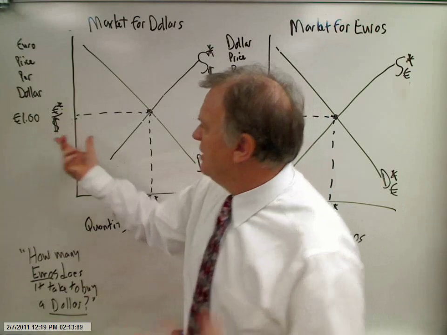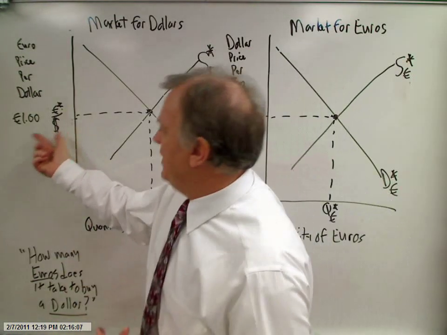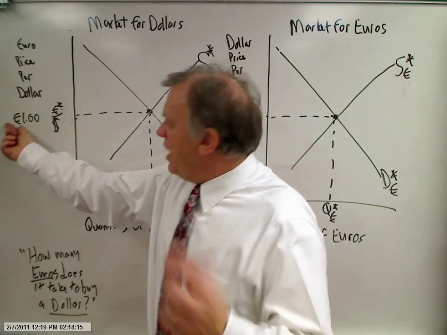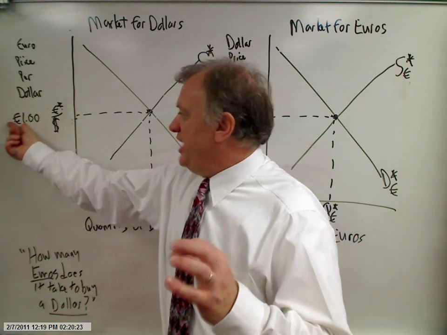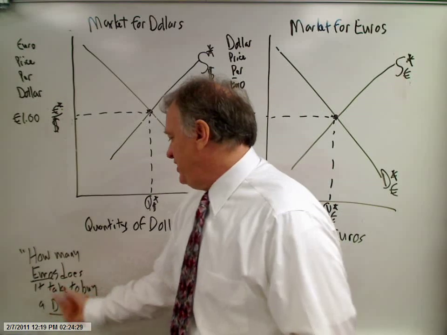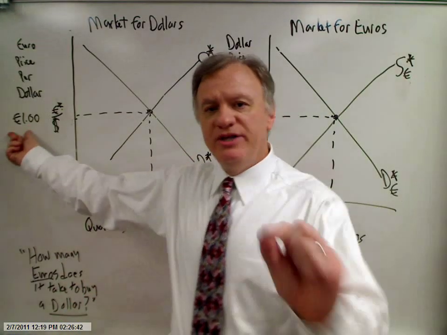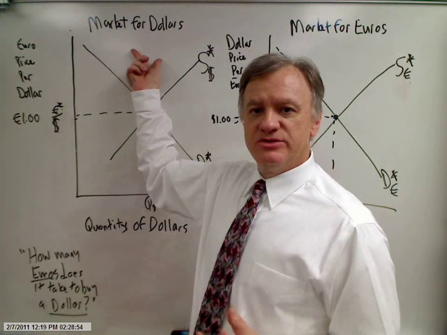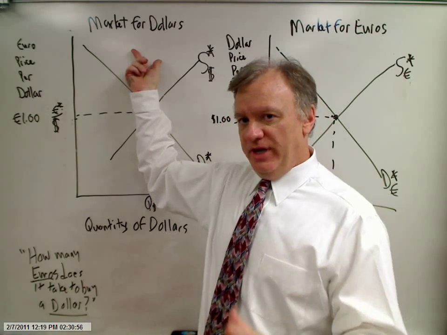In this case, I just started at some equilibrium. Let's assume that right now, 1 euro will exchange for $1. Or how many euros does it take to buy a dollar? Well, it takes 1 euro to buy a dollar in the market for dollars. Make sense? Are we good?